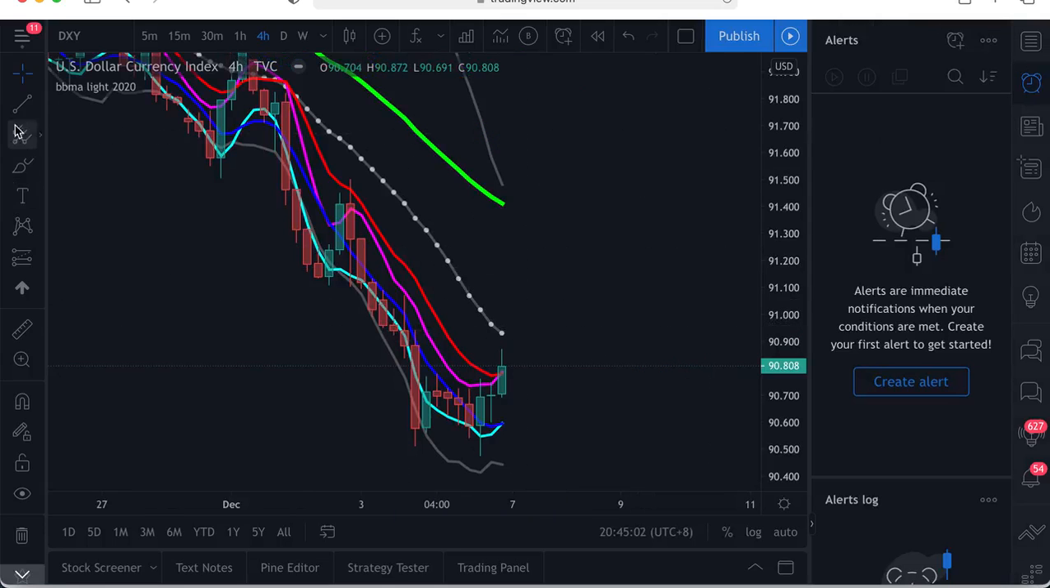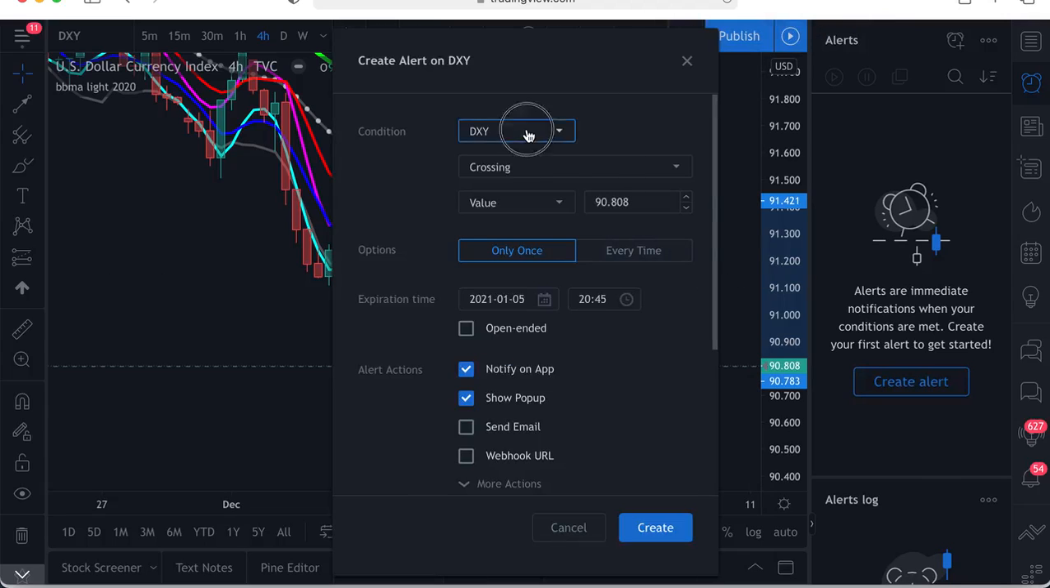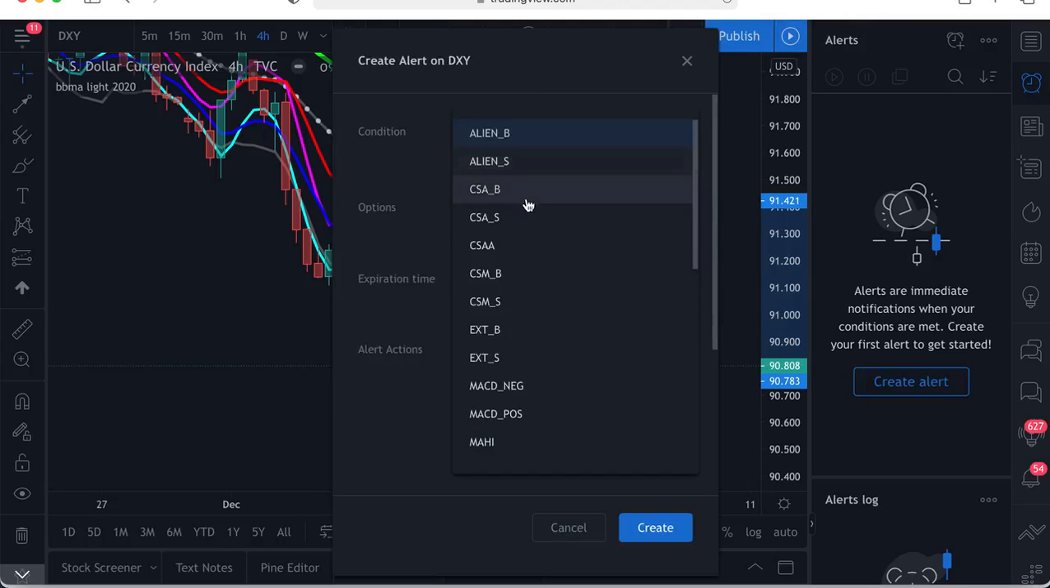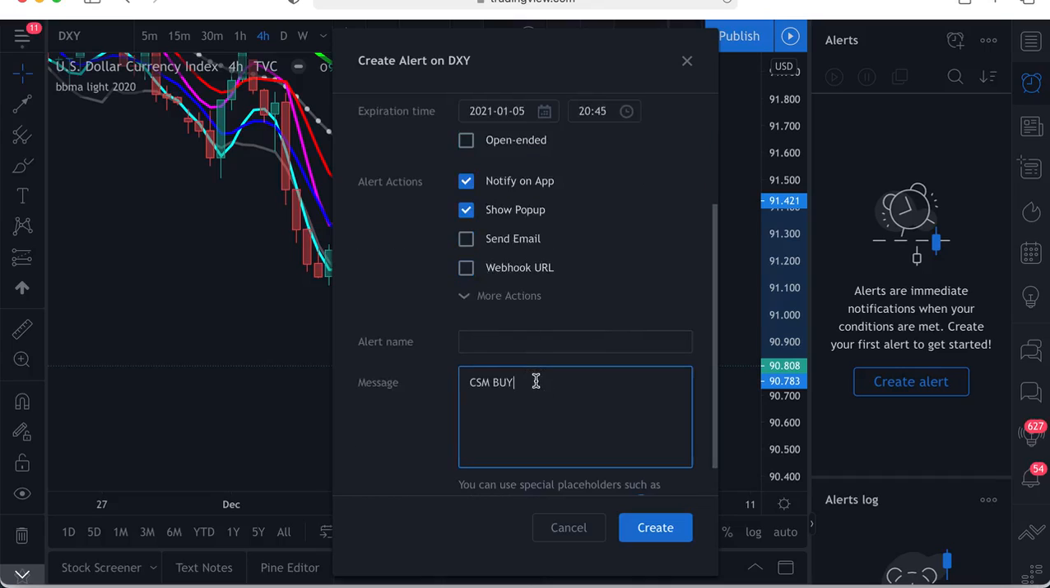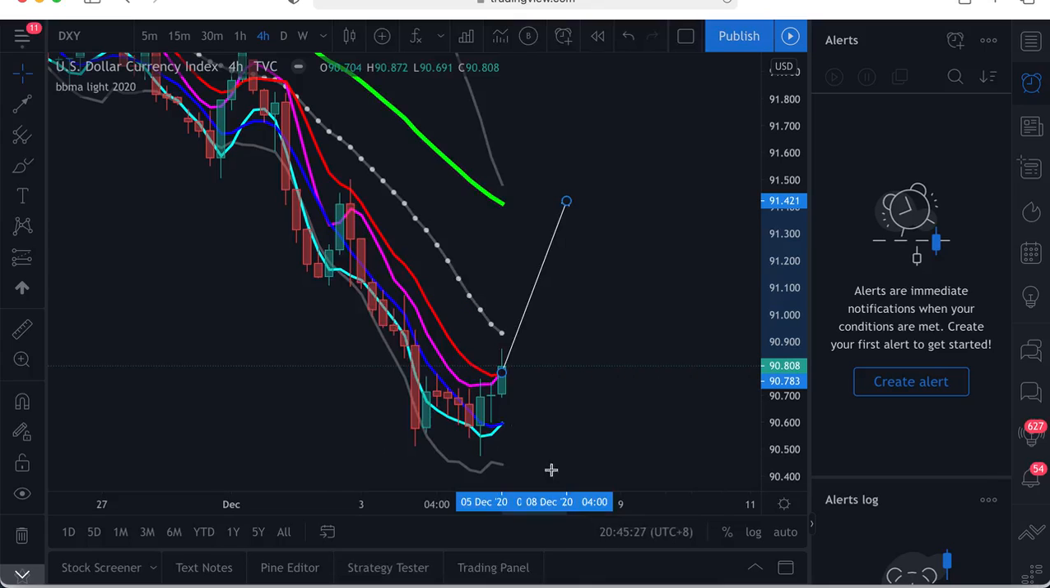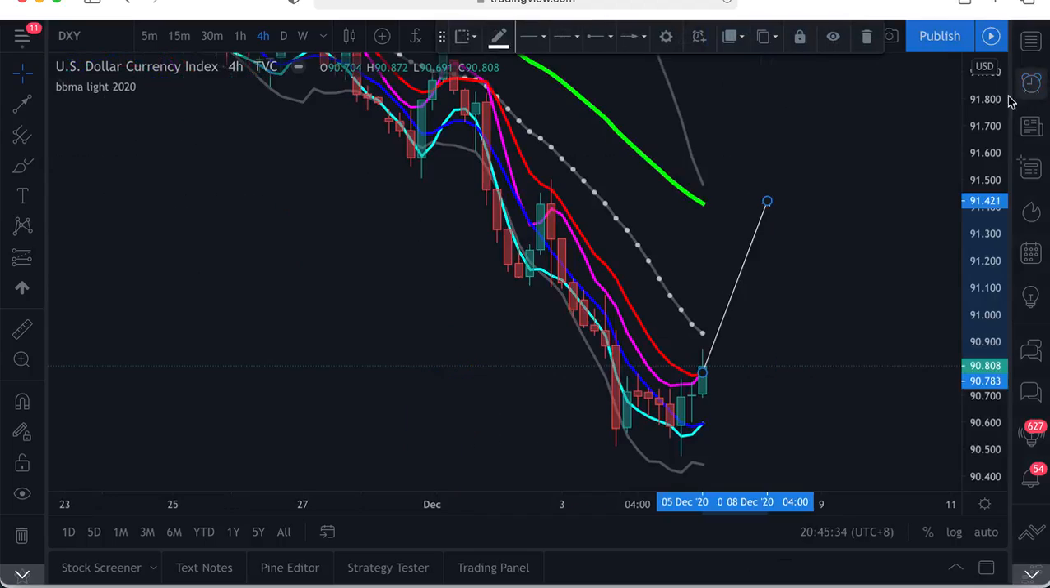So this is CSAA buy for us. We want to wait for price to close above the top BB over here to confirm the bullish trend. So we're going to set an alert for the DXY using our custom indicator, CSM buy, and we want to see it close above EMA 50 as well, because in this case, if it closes above here and the EMA 50 is higher, potentially we're going to make a re-entry sell. Okay, so that's for DXY.